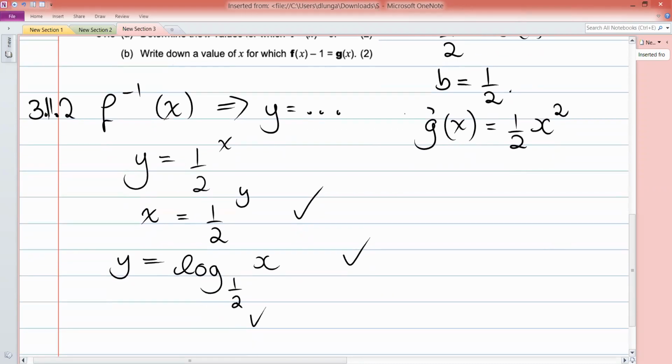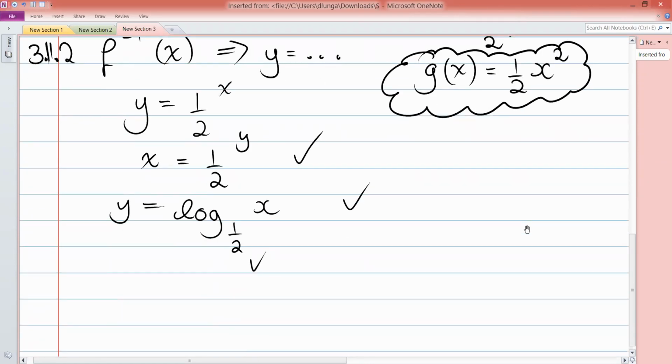Just for practice, let us find the inverse of that. Taking g(x), so y equals a half x squared. We want to find the inverse of that. So step 1 is switch your x and y. So you end up with x equals a half y squared.